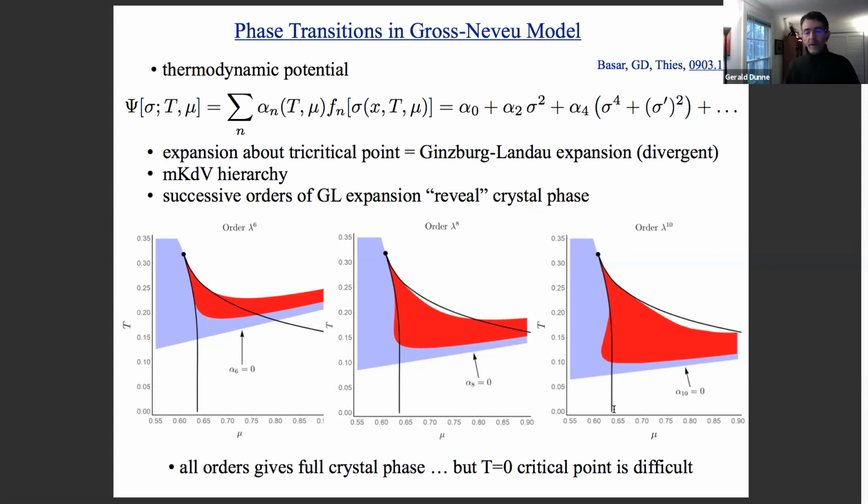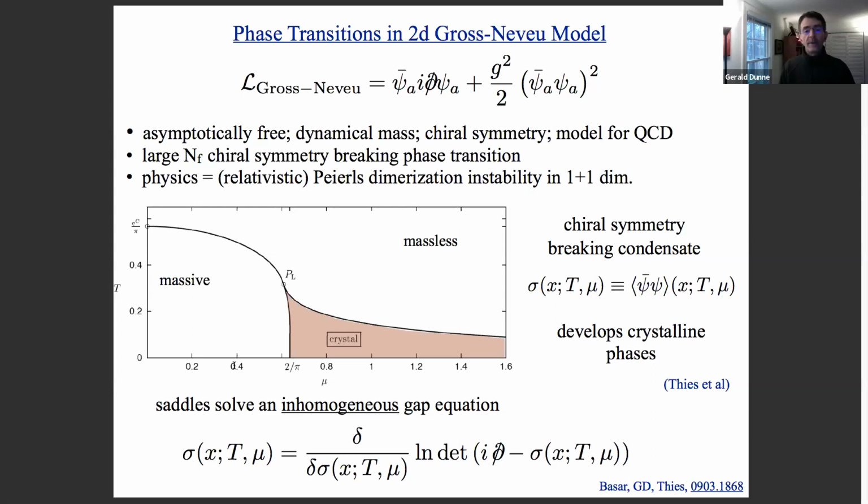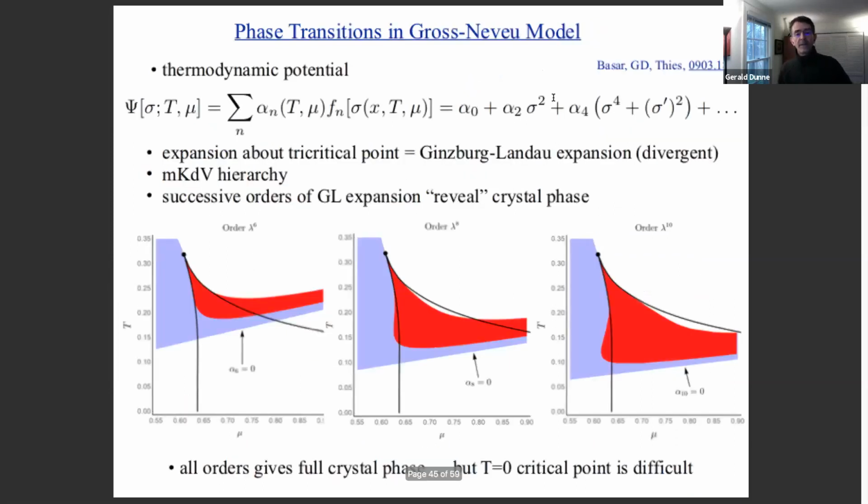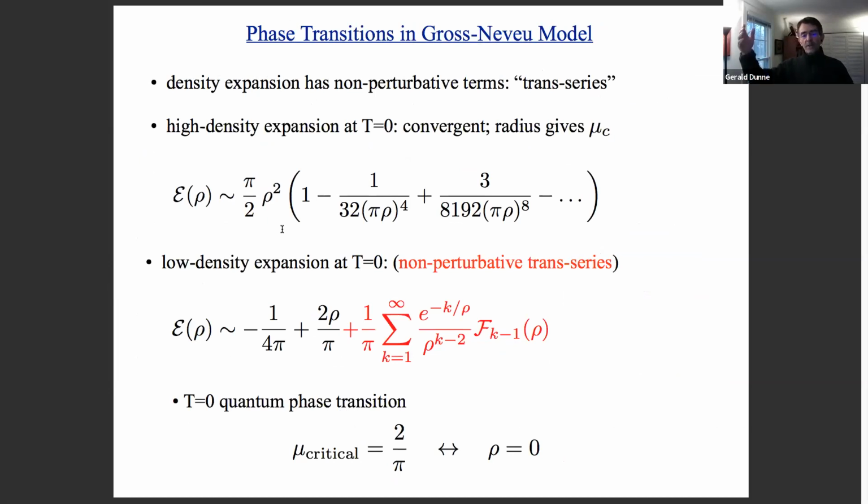So in order to probe that point, another thing you can do is to go out to extremely high chemical potential, but zero temperature. And in that expansion, we see a trans-series developing. The large chemical potential expansion is convergent. The expansion around mu equals infinity. And if you calculate some number of terms, 10 terms or whatever, you can identify the radius of convergence and that gives you the critical chemical potential, 2/π.